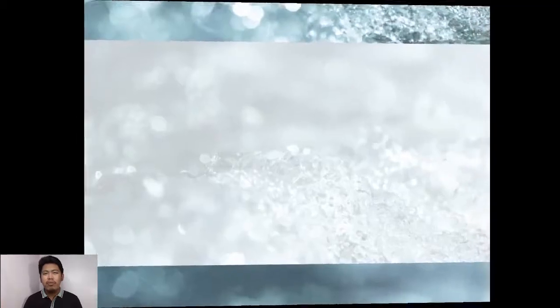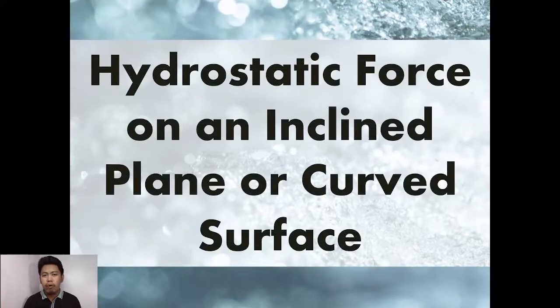But this time, what we're going to discuss is the hydrostatic force on an inclined plane, because last time you will notice it was oriented at 90 degrees or 180 degrees, it was not inclined. Or a curved surface. So, this is our discussion for today.